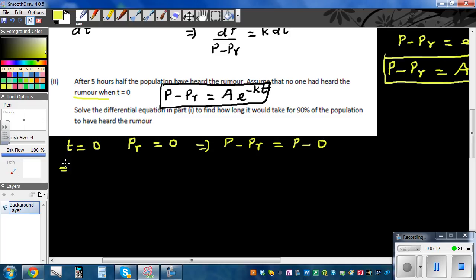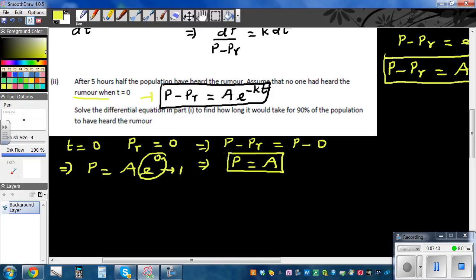So putting this in this equation, I can say P is equal to A times e to the power zero. So why did I put zero? Because t is zero, so e to the power minus k times zero is going to be zero. Now any number raised to zero is one. So this implies P is equal to A. So A and P are the same. So now this equation changes to P minus PR is equal to P times e to the power minus kt.